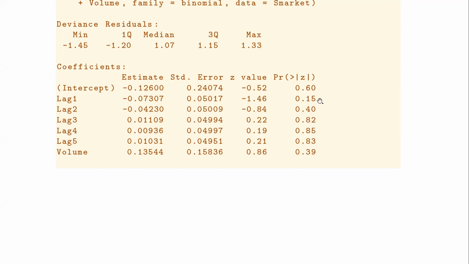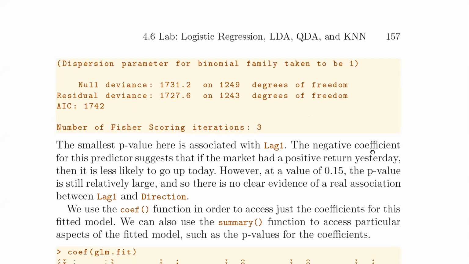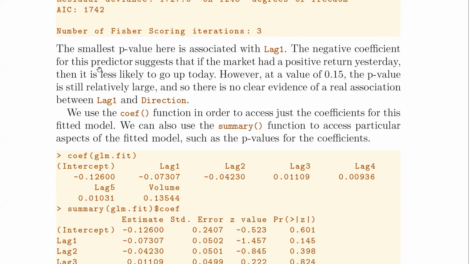Quite high though. Usually you'd want nothing more than 0.05. The negative coefficient for this predictor suggests that if the market had a positive return yesterday, then it is less likely to go up today. However, at a value of 0.15, the p-value is still relatively large, and so there is no clear evidence of a real association between lag 1 and direction.